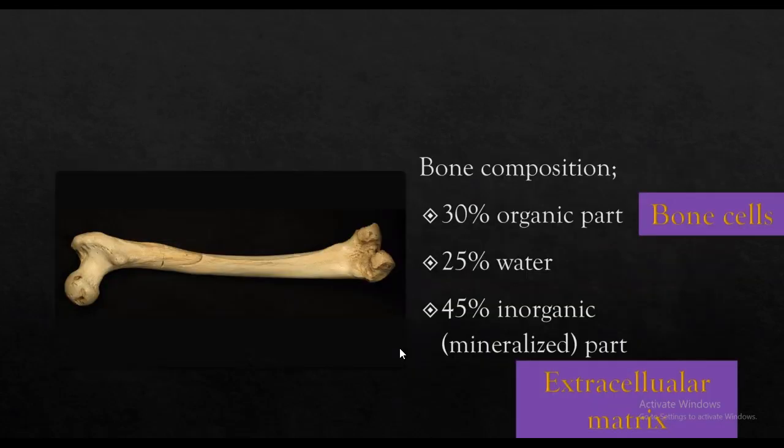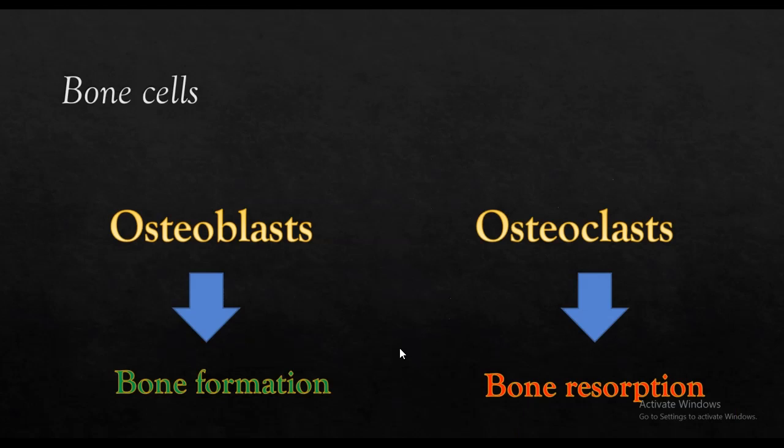As mentioned previously, the bone's composition changes through life. Bones are composed of organic part, water, and inorganic part. The organic part consists of bone cells, and the inorganic part is also called the extracellular matrix. Bone formation and shape transformation is based on the balanced apposition and resorption process. The osteoblasts and the osteoclasts are the main cells responsible of apposition and resorption.